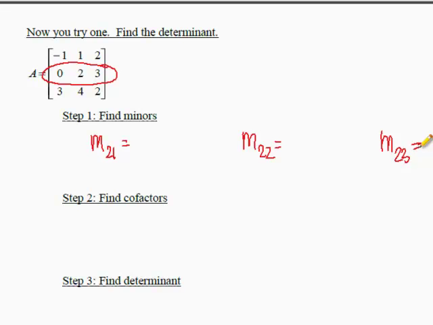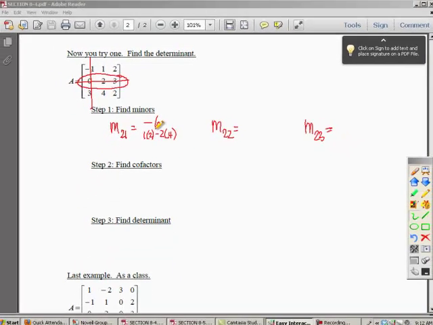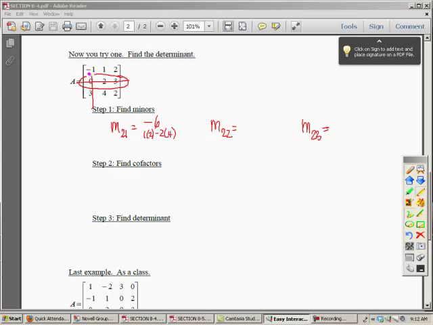And so if I find the minor for row 2, column 1, I cross off row 2 and I cross off column 1. And I'm left with the values 1, 2, 4, 2. So I do the determinant of that. 1 times 2 minus 2 times 4. And I end up getting 2 minus 8 is -6. Okay? Now let me erase this a second because I'm going to change now which column I cross off.